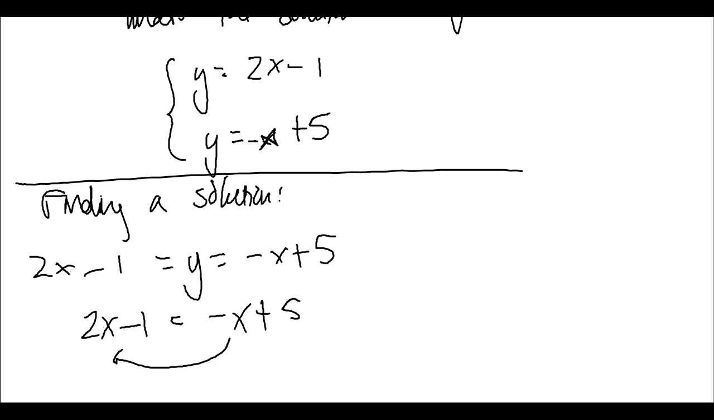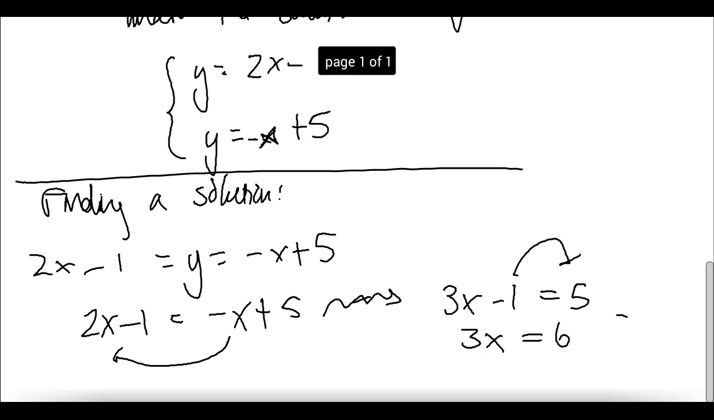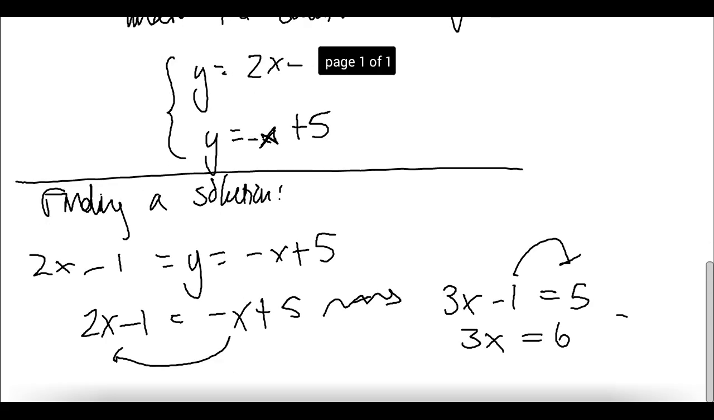And now I can solve this. Let's bring that x to the other side. That's going to give me 3x minus 1 equals 5. And if I bring that negative 1 to the other side, I'll get 3x equals 6. And dividing by 3, x has to be equal to 2.